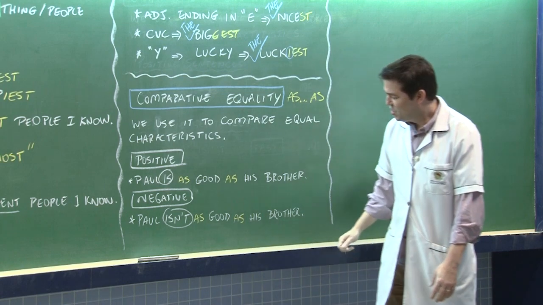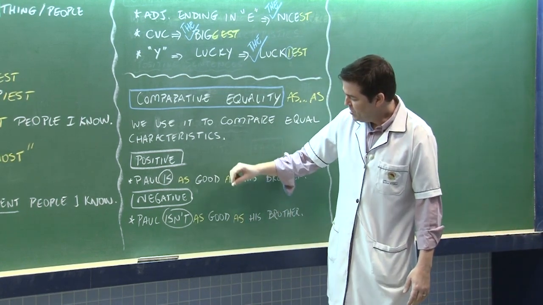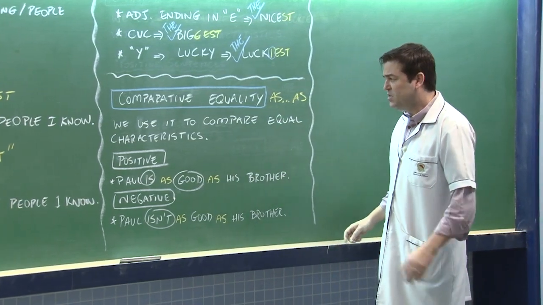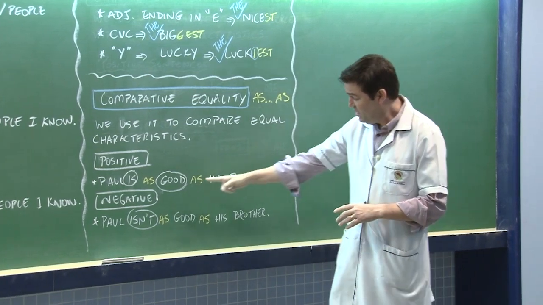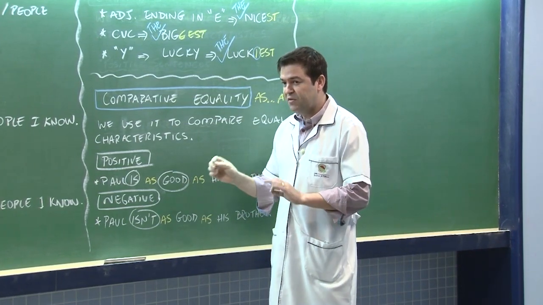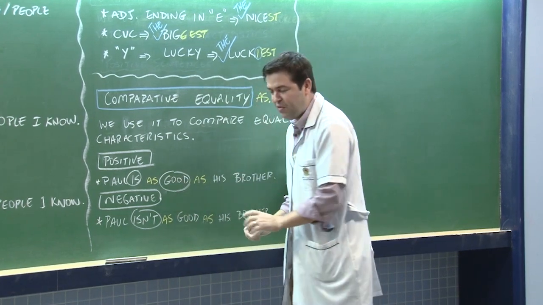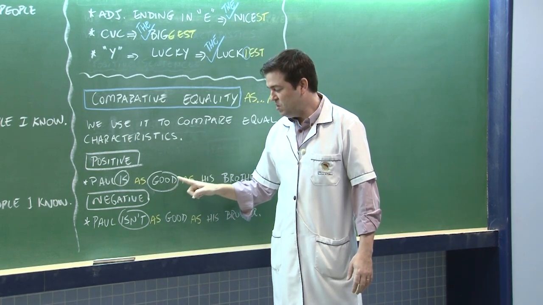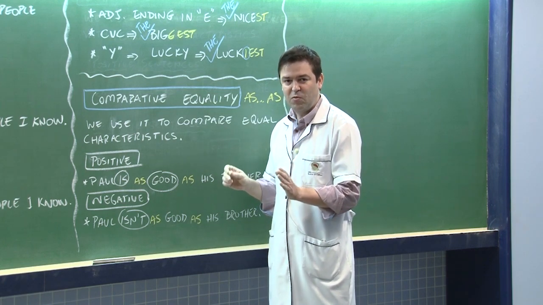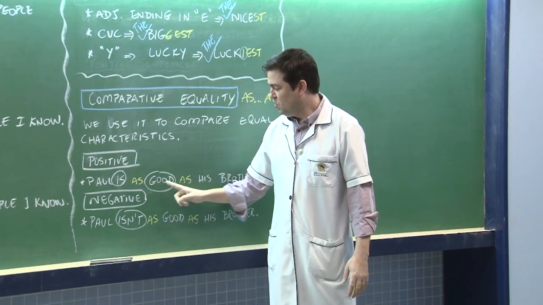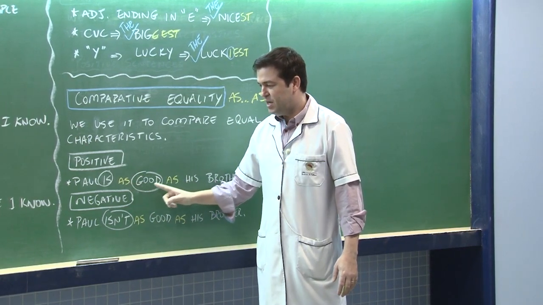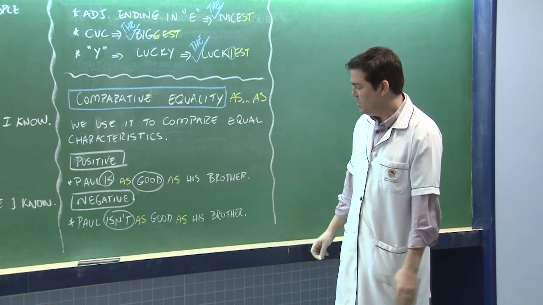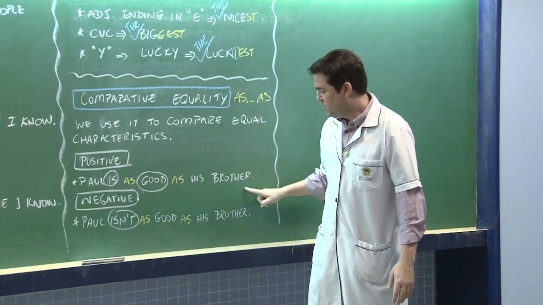So Paul is as good as his brother. You see that I'm using here good as an adjective. And different from comparative and superlative, here the adjective will not suffer any change. I'm not changing anything here in the adjective, right? So any adjective that I'm using here will be exactly the same way as it is, all right? So as good as, bad as, nice as, intelligent as, or any adjective will be exactly the same way as it is. And I'm comparing here Paul and his brother.